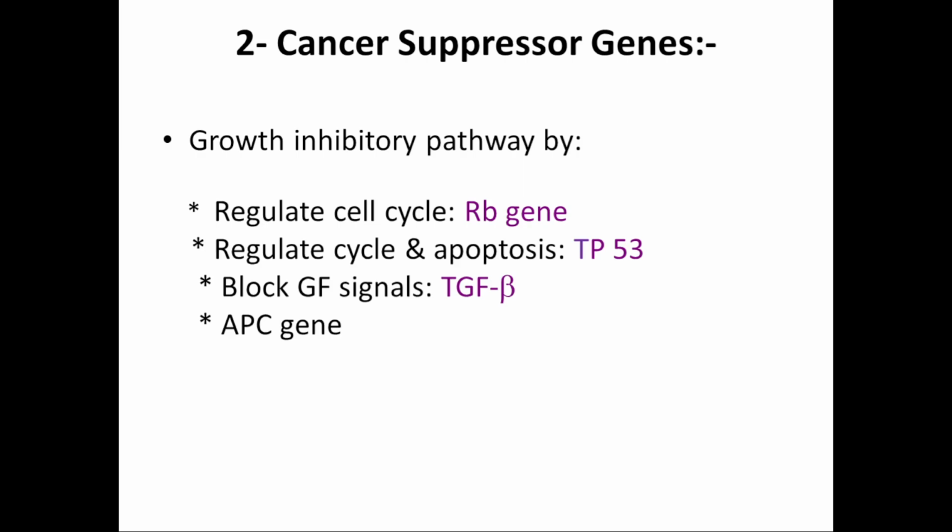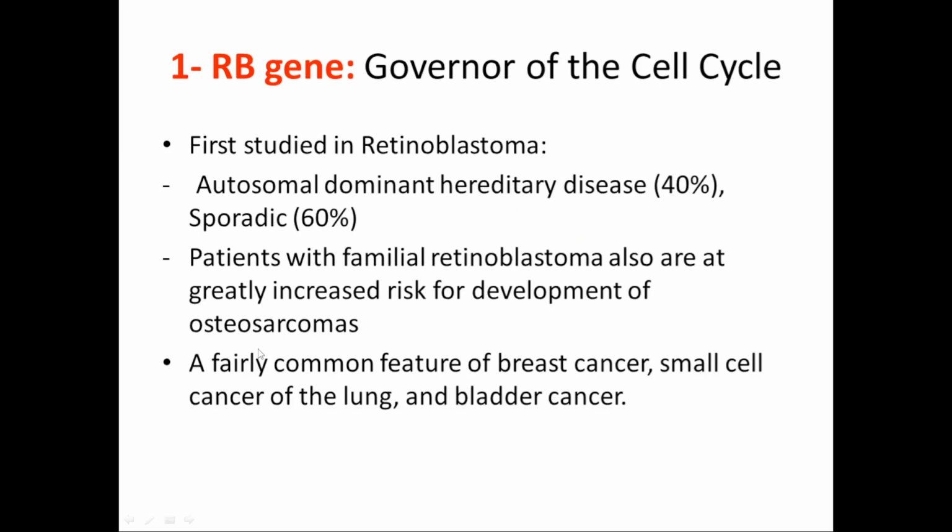So the growth inhibitory signals or pathways, they either regulate the cell cycle, the retinoblastoma, or the apoptosis, the p53, or block the growth factor signals. If you remember, transforming growth factor alpha is a growth factor, but beta is a blocker, so it's a tumor suppressor gene, and the APC gene. بلش بأول واحد اللي هو RB.